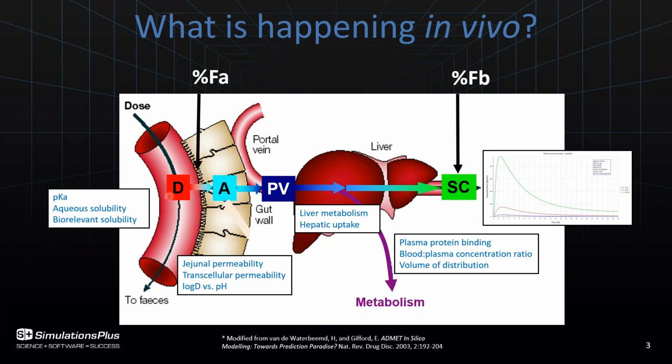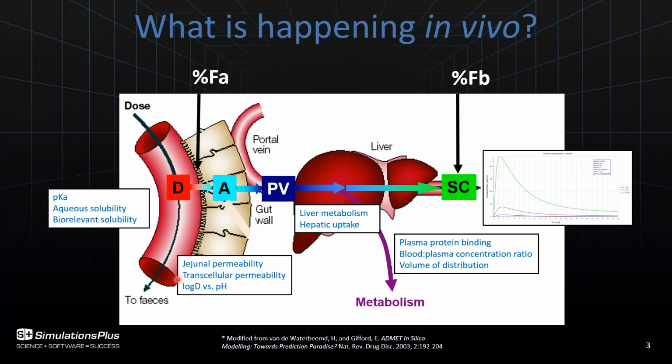So as the molecule works its way down the GI tract, most of the dissolution can go on in the stomach, then it starts working its way down the GI tract. Only the part of the compound that's in solution can be absorbed into the gut wall. And once it enters the enterocytes, that's in turn the fraction absorbed. Jejunal permeability is very important. The higher the permeability, the more it's able to cross this barrier and enter into the gut wall.